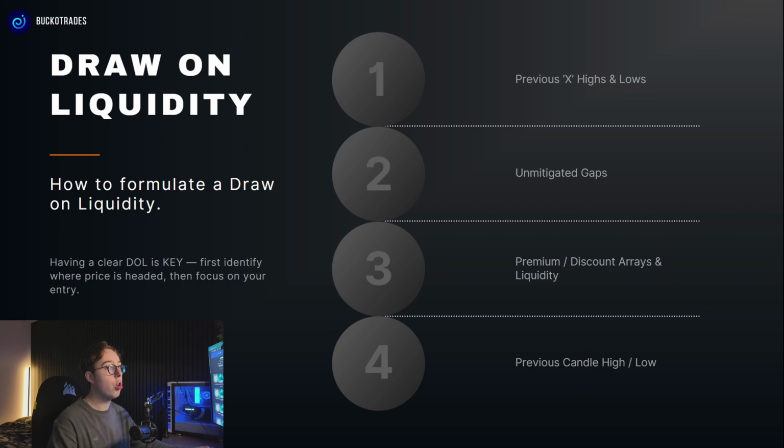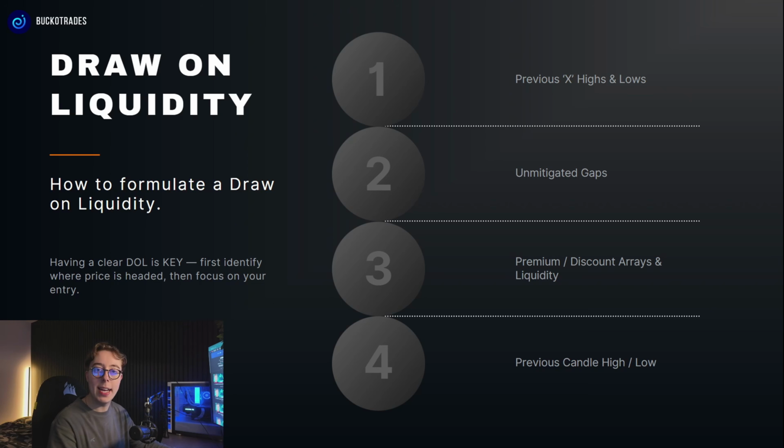Number 2 is draw on liquidity. Now, the 4 draws on liquidity that I use, number 1, is previous X highs and lows. So X means previous day high or low, previous session high or low, previous 90-minute high or low, previous week high or low, previous month high or low, okay? All sequential, all previous week, month, year, day, session, 90-minute window, micro session, okay? You guys get the point. Those are obviously usually very great targets.